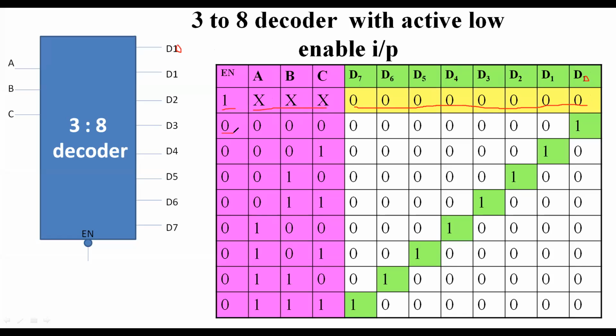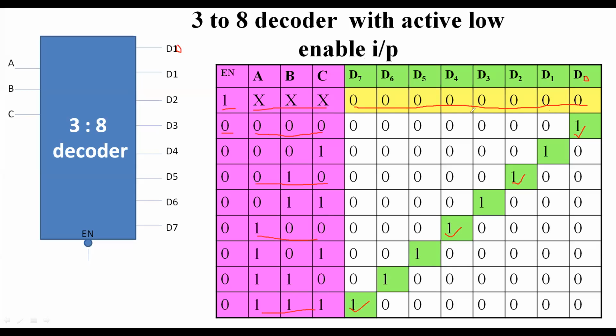Similarly, when the enable input is 0, the circuit is in working condition based upon the input combinations. When the 3 inputs are 0, 0, 0, the D0 line will be activated. Therefore, D0 equals 1. When it is 0, 1, 0, the decimal equivalent is 2, therefore the D2 line will be activated. When it is 1, 0, 0, the D4 line will be activated. When it is 1, 1, 1, the D7 line will be activated. That is, out of 8 output lines, any one output line will be active.